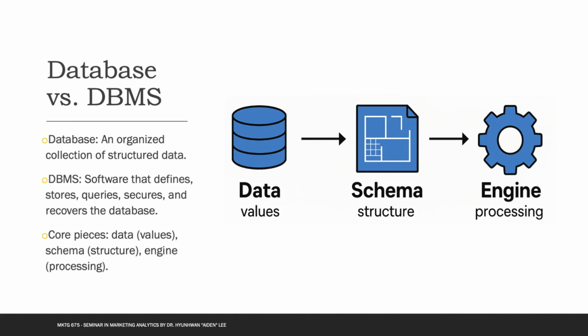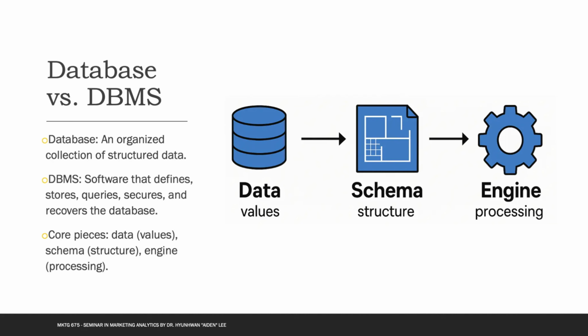On this slide, you can see three core pieces of a DBMS. First, data. These are the values. For example, customer identification number, product price, or the date an order was placed. Second, schema. This is the structure or the blueprint. It names tables and columns, sets data types, and defines rules. For example, an email must be unique or an order item must point to a valid order. These rules keep data consistent.